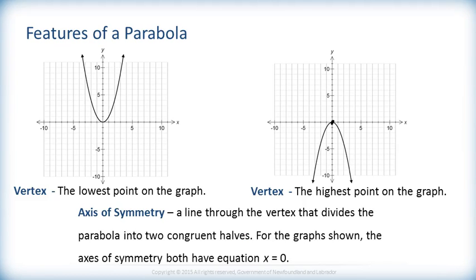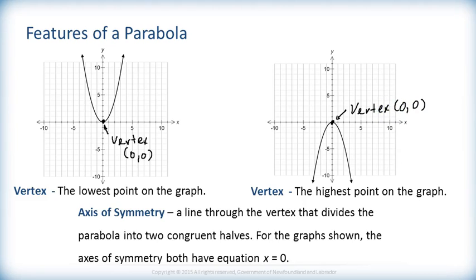Some features of a parabola. First of all, if we draw the graph of a parabola like this, the vertex would be the lowest point on the graph. So the vertex of this one is right here, and we'll note that it is located at the point 0, 0. In this other graph, which opens downward, the vertex is the highest point, like so.